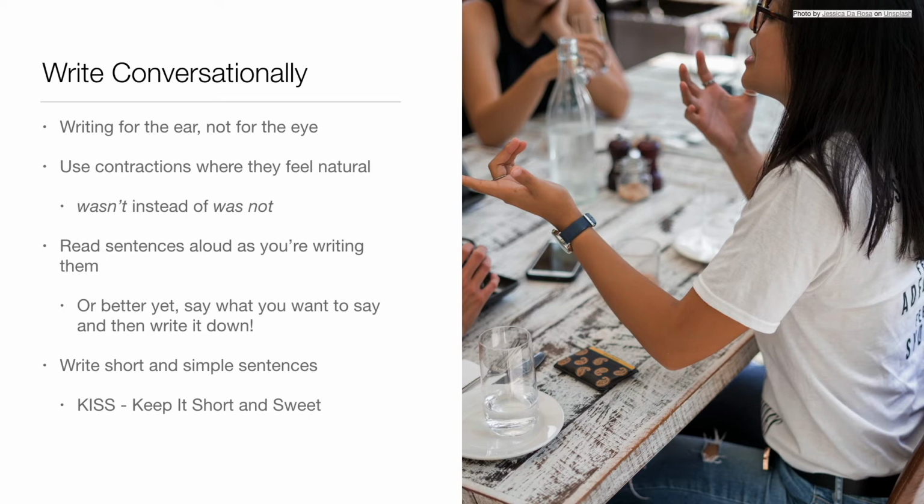A good way that you can catch yourself with these kinds of things is to read sentences aloud as you're writing them. Or an even better thing to do is to actually say what it is that you want and then write it down, because you'll probably say it in a more natural way than if you're writing it.